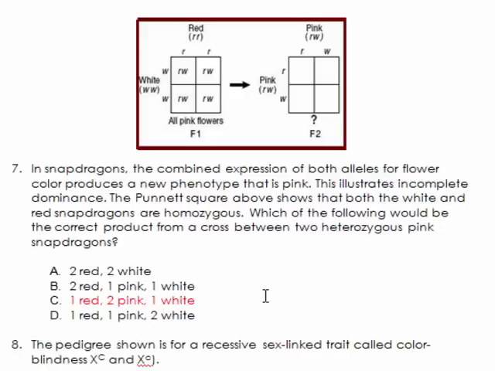So if we complete the Punnett square, you should see that in the first square you should have RR, and the second square RW, third square RW, and the fourth square you should have WW. So you should have one red, two pink, and one white. So the correct answer is C.